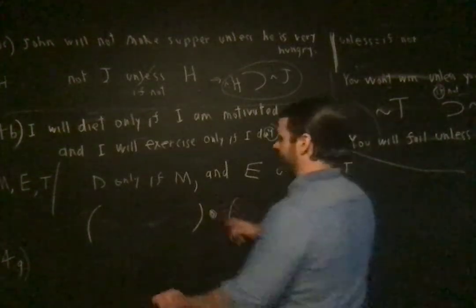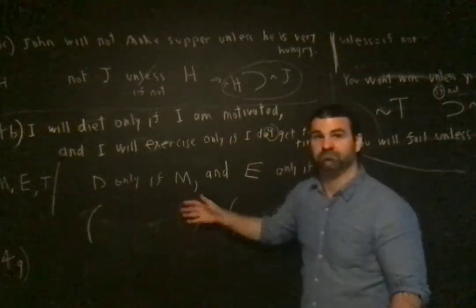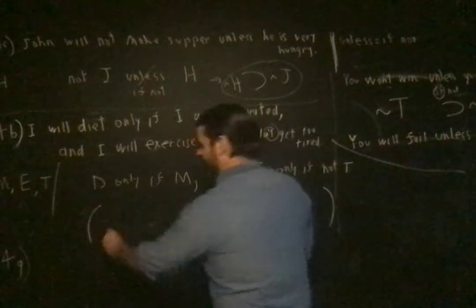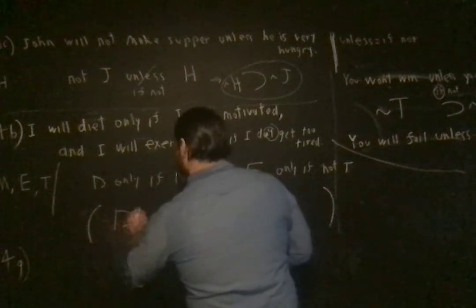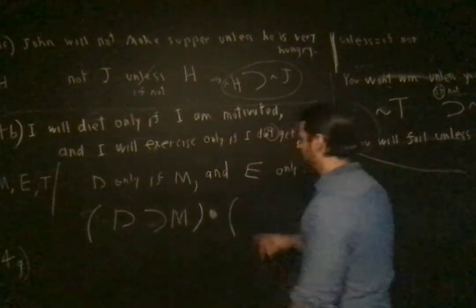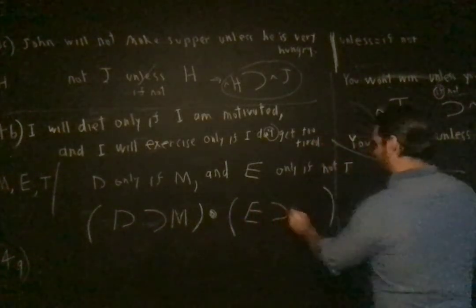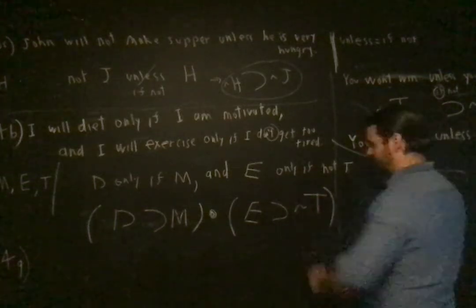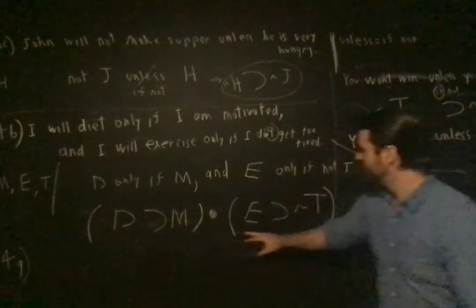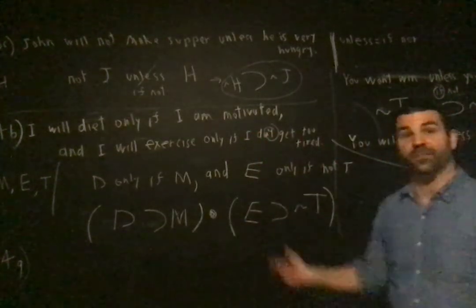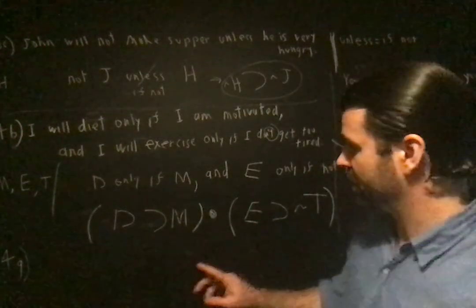So in my partial translation I'd write D only if M. But now let me translate that. I remember the rule: what follows the only if is the consequent. It's D hook M, and E only if not T, so it's E hook not T. So I sort of skipped a step. I might have put D only if M in English and E only if not T in English, and then analyzed those with their major operator, but I could do it all at once, so that was fine. Okay, that'll do.